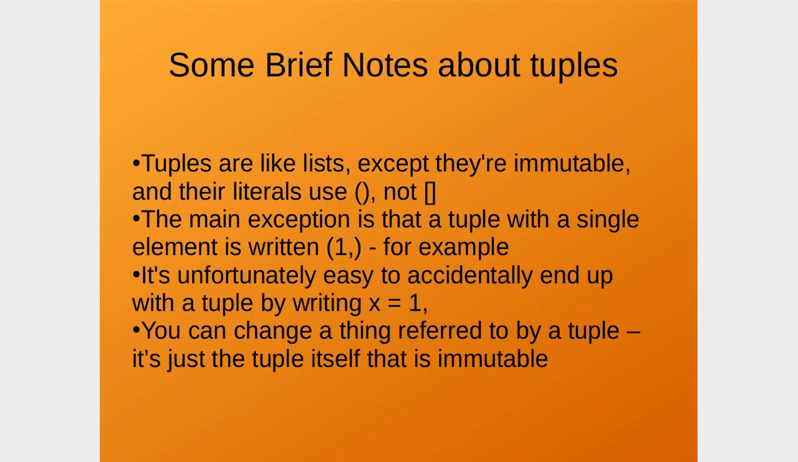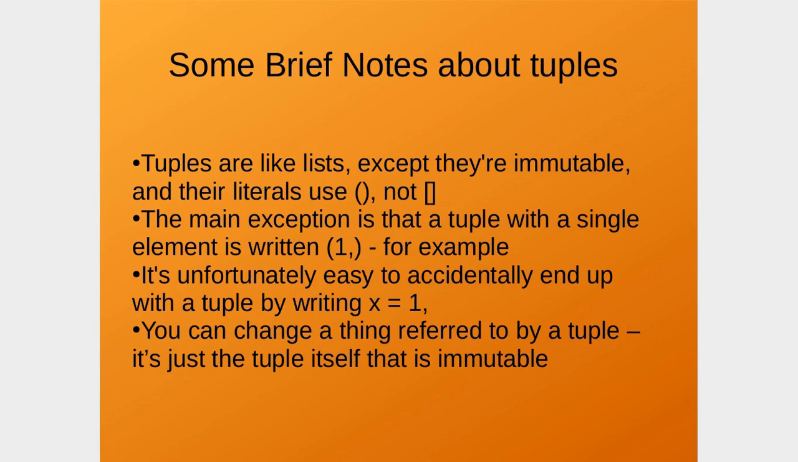Some brief notes about tuples. Tuples are lists, except they're immutable, and their literals use left paren and right paren, not left square bracket, right square bracket. The main exception is that a tuple with a single element is written with left paren 1 comma right paren. Otherwise, it would just be a parenthesized expression if you left out that single comma, just for example.